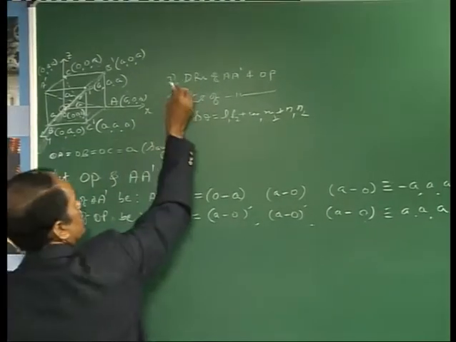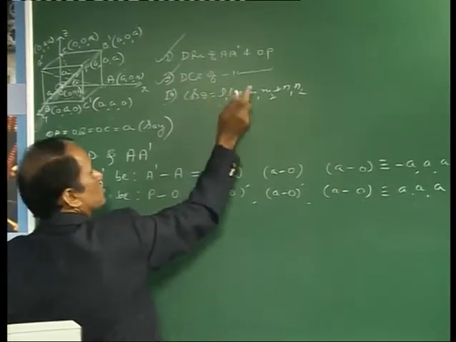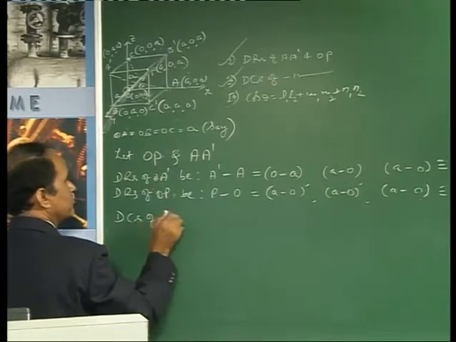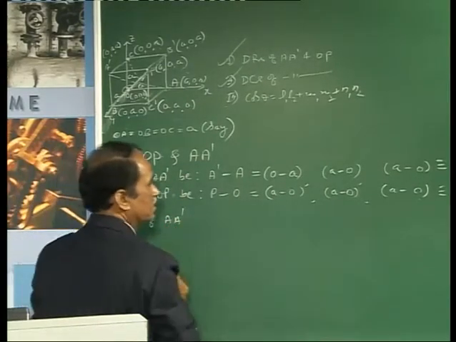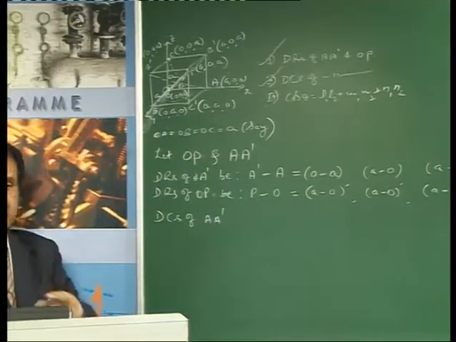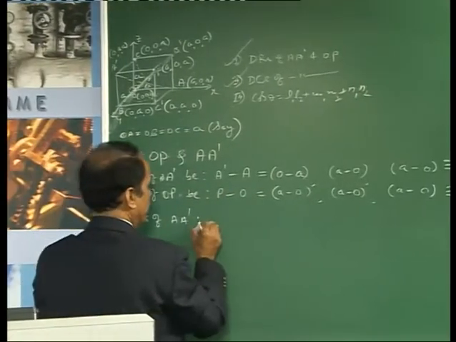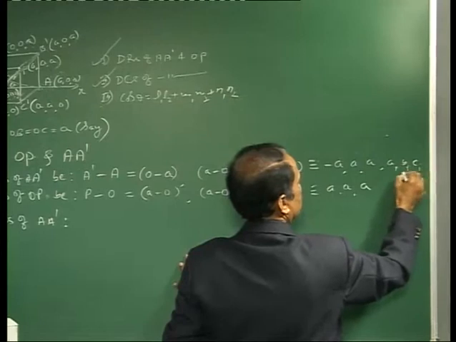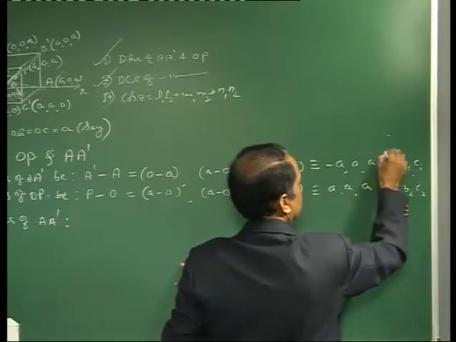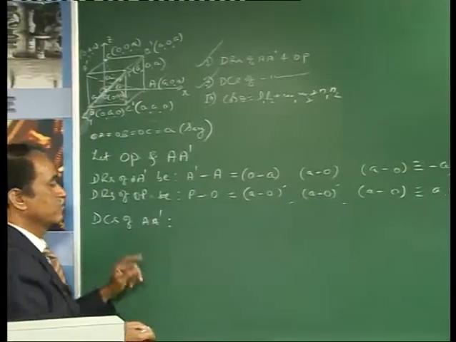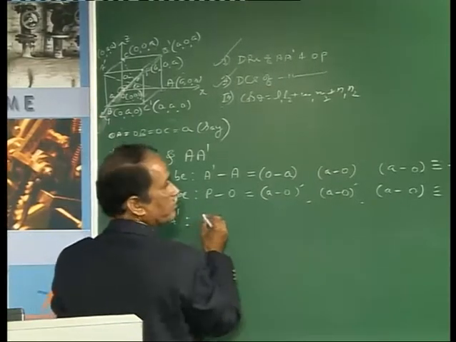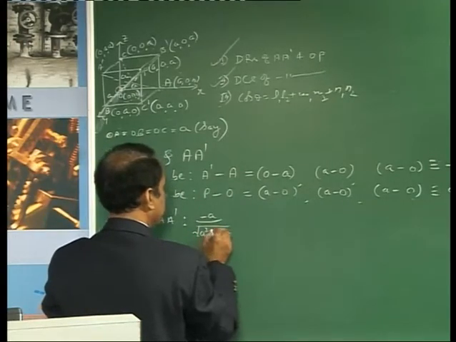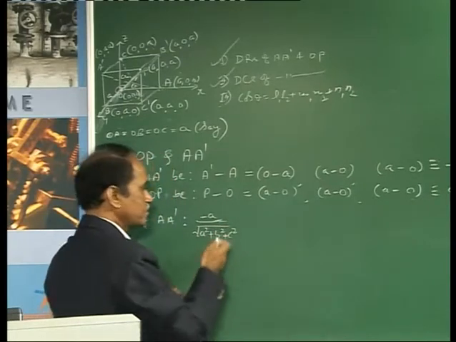Now the next stage. I told you this stage is over. Now the next stage is to collect the direction cosines, that is, the DCs of the same diagonal A dash. According to the definition, the relation between direction ratios and cosines, with notation a1 b1 c1 and a2 b2 c2, for this line will be l1 m1 n1. What is l1? It is minus a divided by the square root of a square plus b square plus c square, as we discussed in previous problems.